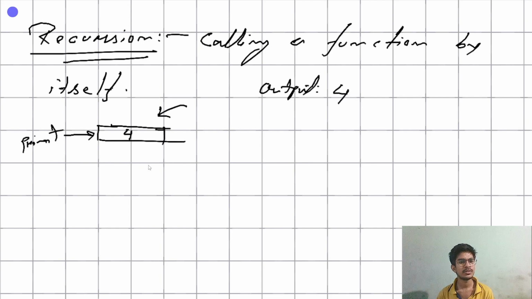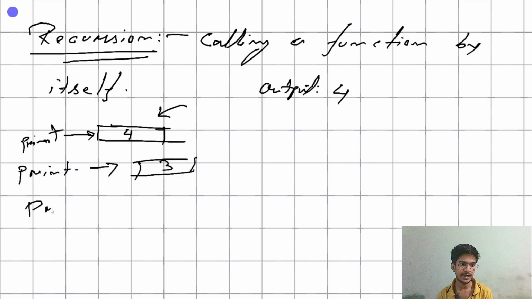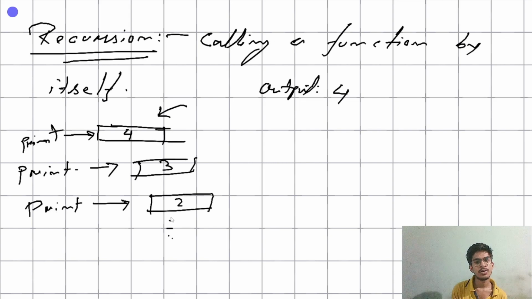Now, if someone wants to print 3 as well, what will we do? We'll pass 3. But step by step, you have to call print again, like this: print 3, then 2, and so on. So it will print 4, 3, 2, and other numbers.